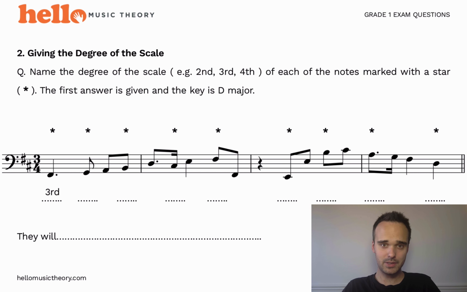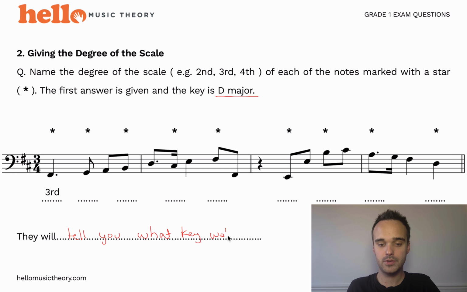The other type of question to do with letter names and degrees of the scale is where you have to name the degree of the scale, second, third, fourth, etc., of each of the notes marked with a star. The first answer is given and the key is D major. The useful thing about this is they'll always tell you what key you're in. In the last question, they won't tell you what key you're in, but on this one, where it's to do with degrees of the scale, they'll always tell you, which is useful.